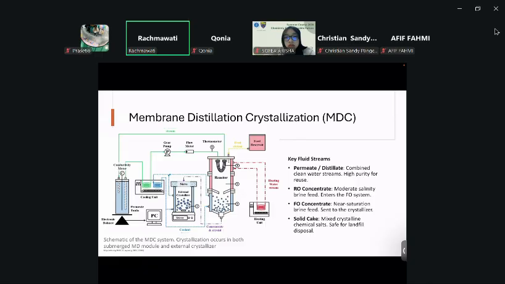As for the membrane distillation crystallization itself, this is the reactor. So the key fluid streams here, you have a permeate or distillate, which combines clean water streams with high purity for reuse.